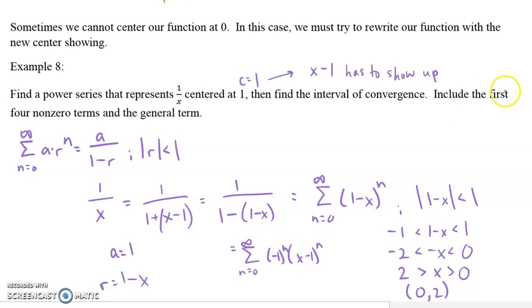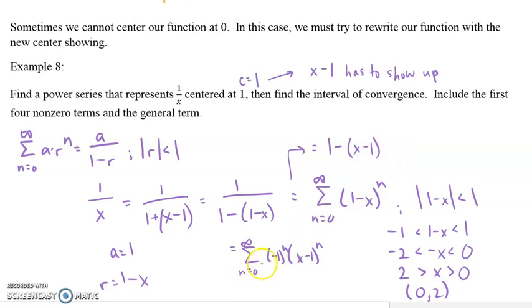Oh, and I forgot to write the first 4 terms of this, so let's go ahead and do that up here because I've got space. When n equals 0, I've got 1. When n equals 1, I've got minus x minus 1. I'm using this one. I like this one better.